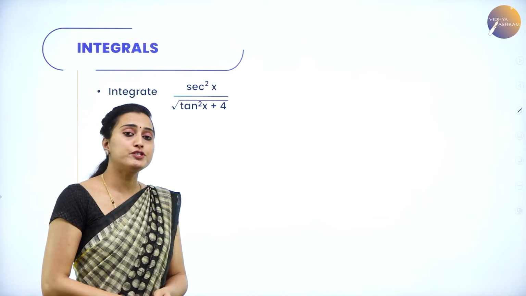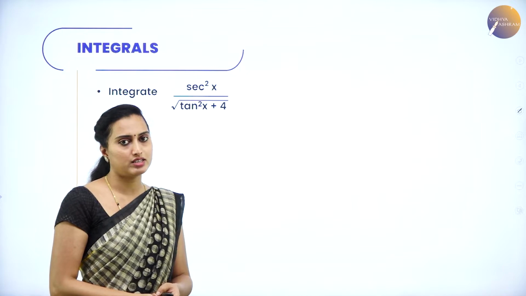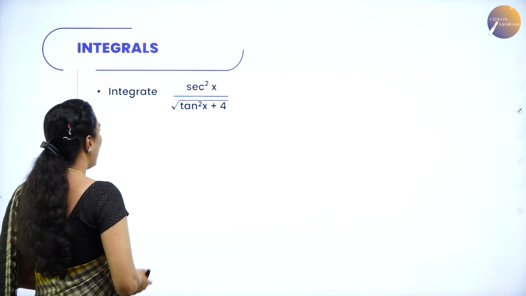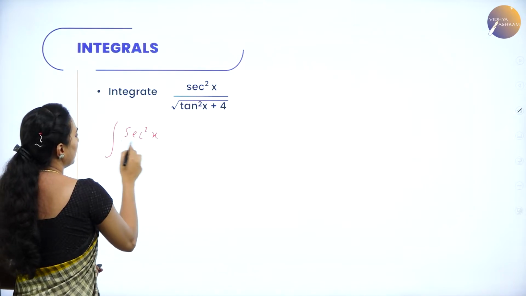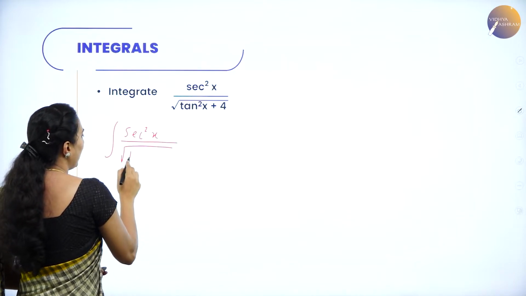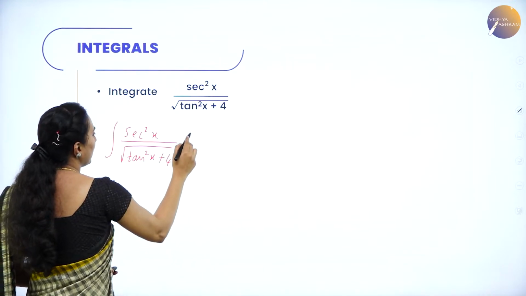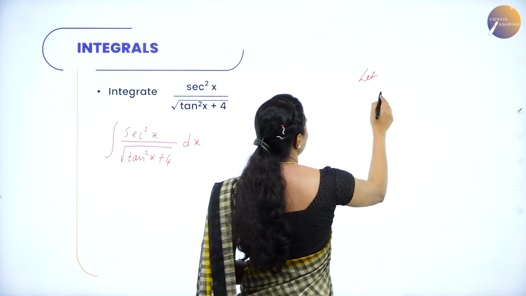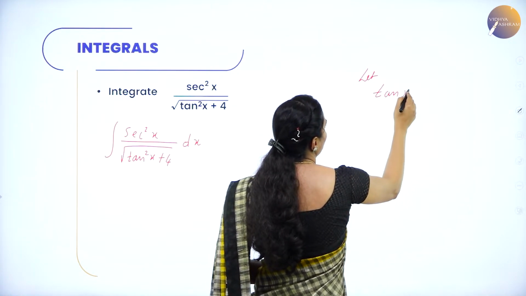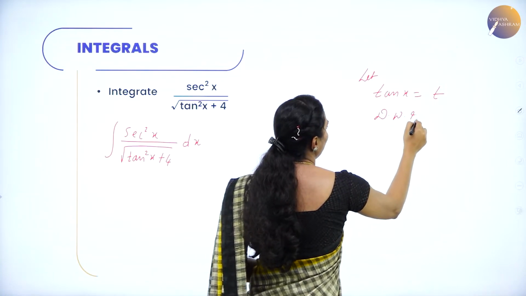If you substitute for tan x, the differentiation of tan x is nothing but secant squared x. So here I am going to write it symbolically first: secant squared x divided by under the root of tan squared x plus 4, into dx. So I am going to take, let tan x equal t. That is the substitution method.